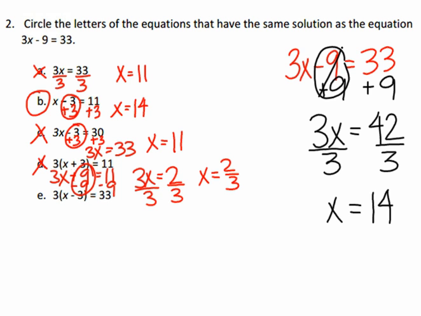And part E, 3x minus 9 equals 33. And already I can see that that's actually my starting equation, so it's going to have the same solution of x equals 14. So this happened to have two answers. B and E are both equal to 14.